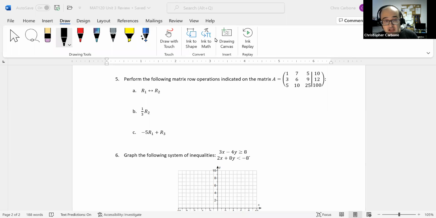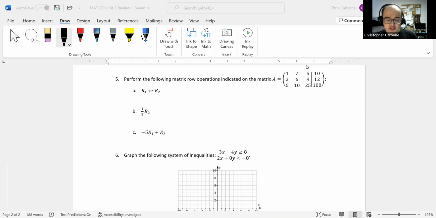This is question number 5 from our linear systems review. I have performed the following matrix operations indicated on this matrix. A is equal to [1, 7, 5; 3, 6, 9; 5, 10, 25], augmented with [10, 12, 100].